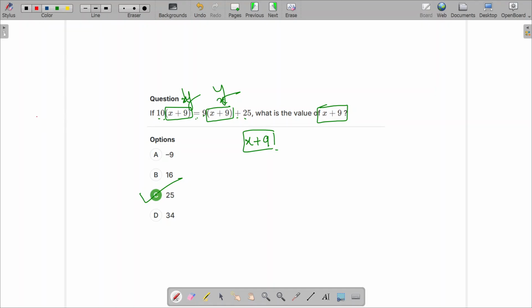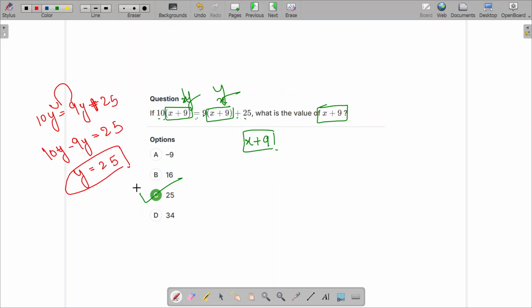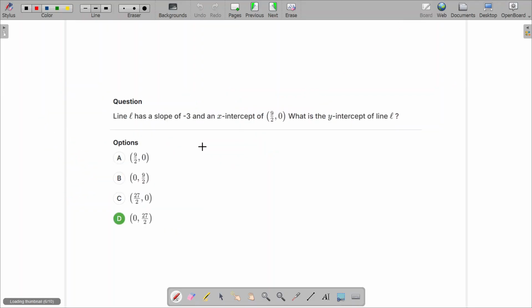How to do it manually? If you're placing it like this, 10y equals 9y plus 25, you'll transpose this: 10y minus 9y equals 25. If you're subtracting 10 and 9, you'll get y equals 25, right? Y is what? X plus 9. Okay? Alright. Now, next question.